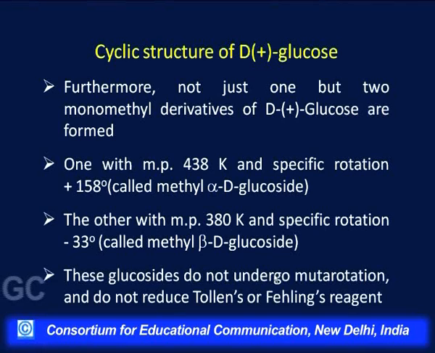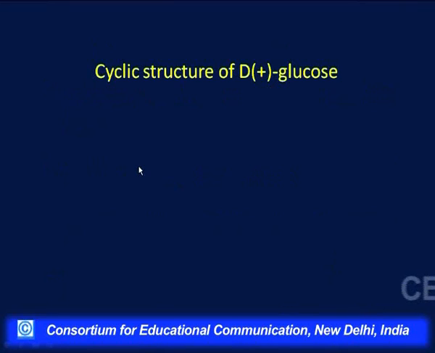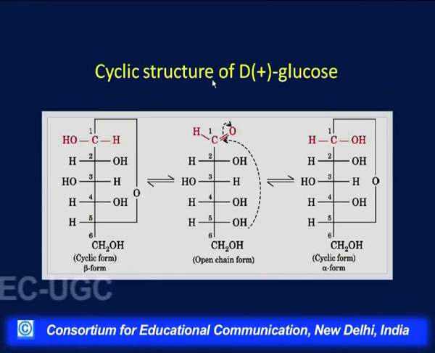These glucosides do not undergo mutarotation, and they do not reduce Tollens or Fehling's solution. This further confirms that these methyl glucosides do not contain an aldehyde group, and also they are not present as hemiacetal, because had it been hemiacetal, it would open up in the presence of water. So, based on this, a cyclic structure for D plus glucose was proposed.